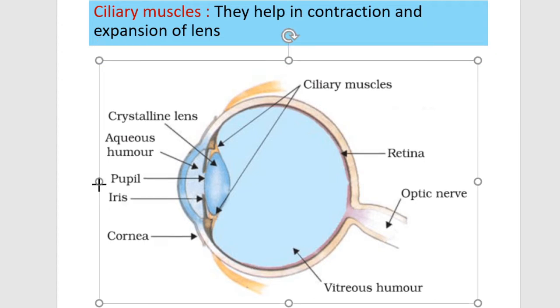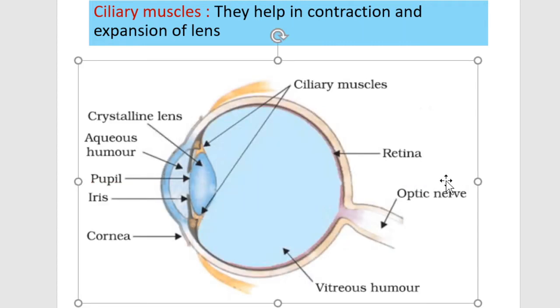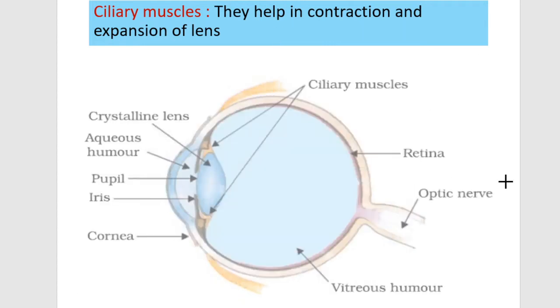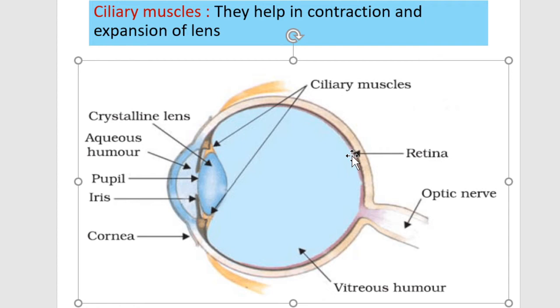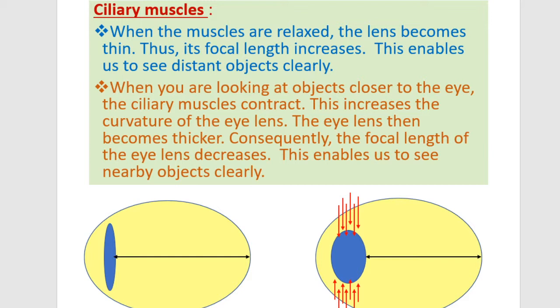And what is the function of ciliary muscles? The ciliary muscles will contract and they will expand depending upon where we want to see. So you have to understand that from both the sides they're holding the lens tightly. Now how they function is what we are going to learn here.